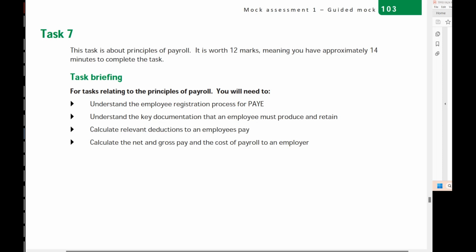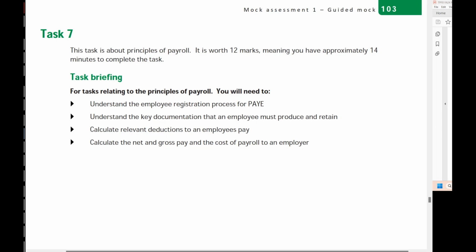This task is about principles of payroll, 12 marks. So what will we need to do? It's going to be all about the process of registration for pay-as-you-earn. If we didn't have staff before, but we've started employing people, we need to now register with HMRC as an employer, somebody who will need to account for pay-as-you-earn. That's our registration process. So we'll be having a look at that.